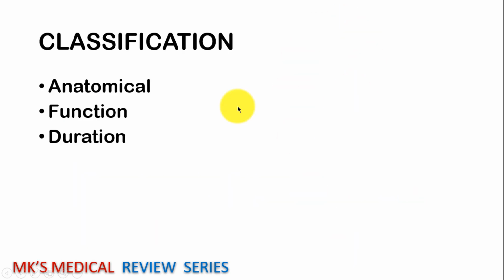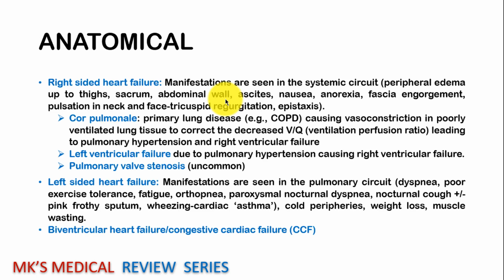So how exactly are we going to be classifying heart failure? You can classify it anatomically, functionally, and according to the duration. If you so wish, you could even classify it etiologically. So anatomically, remember that the heart is divided into 4 chambers and 2 sides. You have the atria, the right and the left atrium. You have the ventricles, the right and the left ventricles.